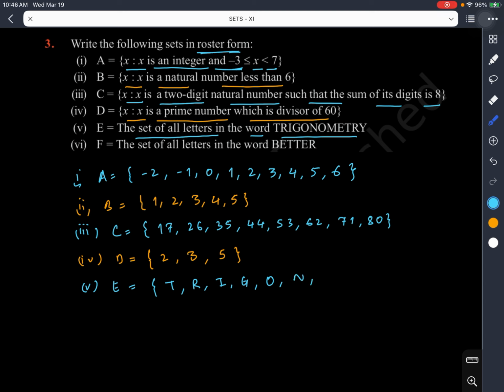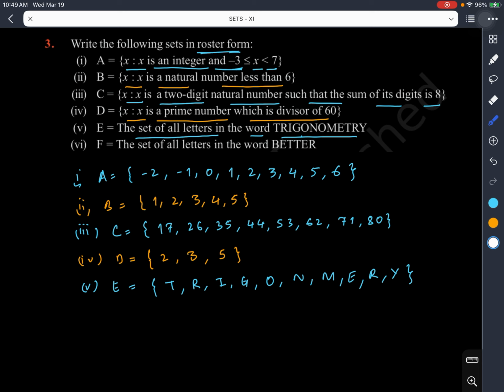Remember one thing, that while representing a set in roster form, repetition of members is avoided. That means you cannot repeat the same member, the same element. Here you can see that the letter O is twice. We'll have to write it only one time. Moving towards next member, that will be M. Next one will be E. T has been mentioned twice, so it will again be ignored. And next will be R, and the last one will be Y.